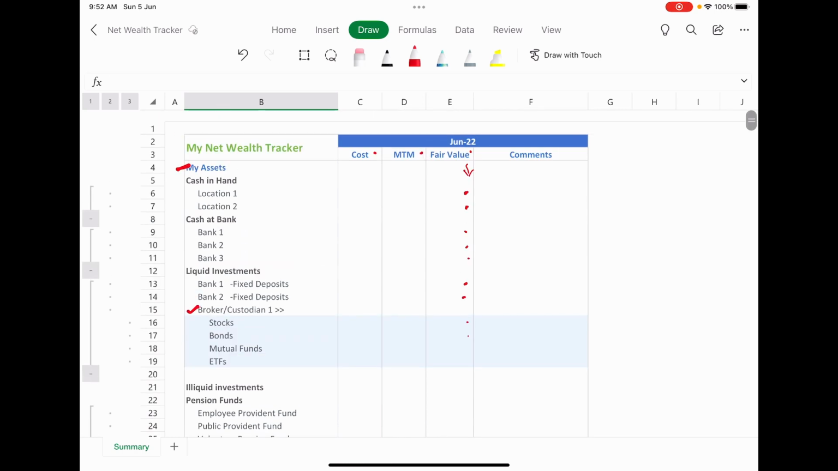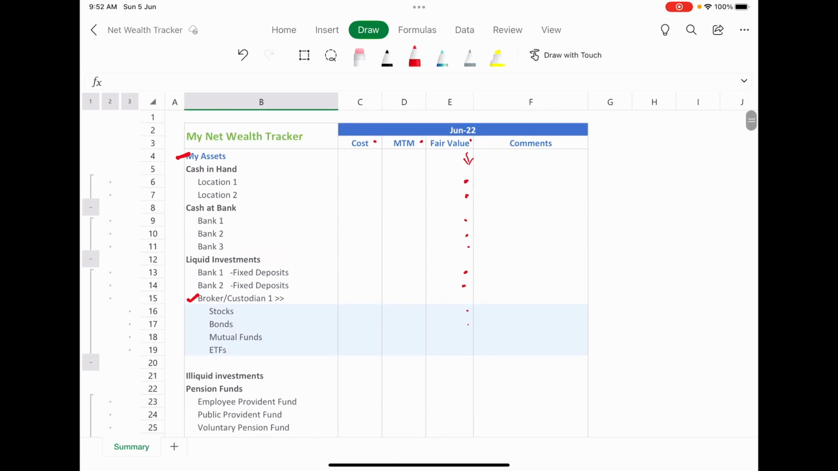So like I mentioned, the context of cost and MTM comes into the picture when it comes to this section, the broker or custodian section, where we write down what we originally invested and what is the value of those today. And the difference between the two, or the balancing figure, is mark to market. So the idea is to be aware of how much money you invested under each of these areas and what is their true value today.